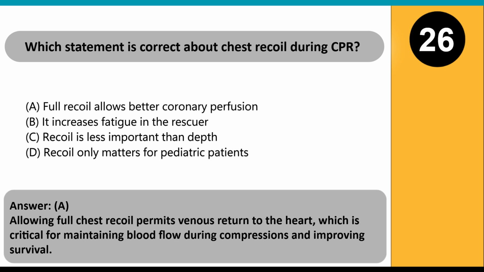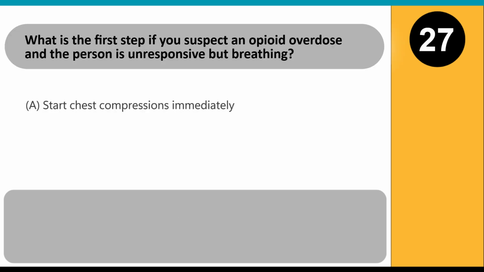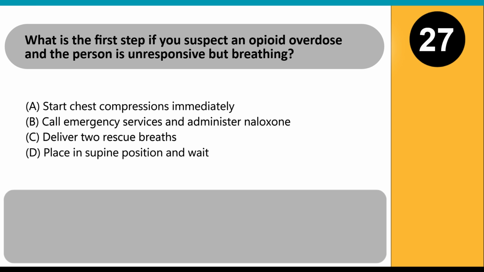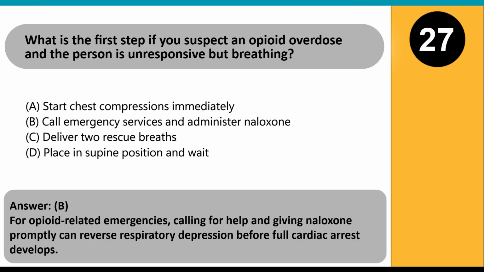What is the first step if you suspect an opioid overdose and the person is unresponsive but breathing? A. Start chest compressions immediately. B. Call emergency services and administer naloxone. C. Deliver 2 rescue breaths. D. Place in supine position and wait. Answer B. For opioid-related emergencies, calling for help and giving naloxone promptly can reverse respiratory depression before full cardiac arrest develops.